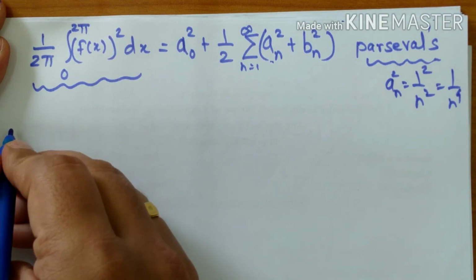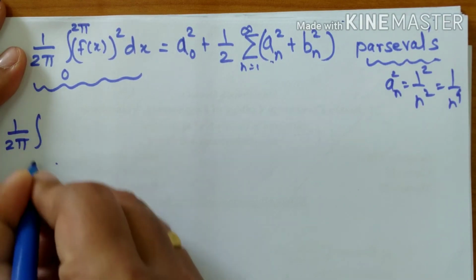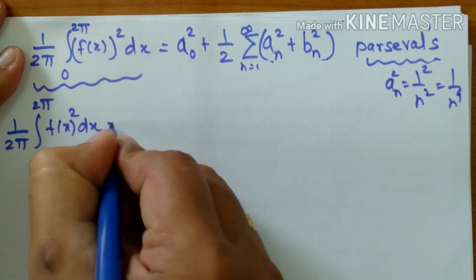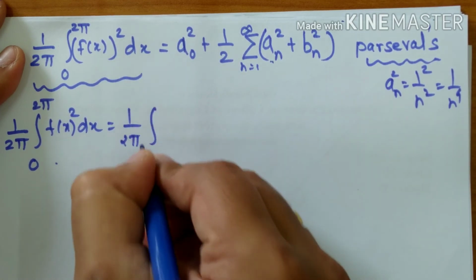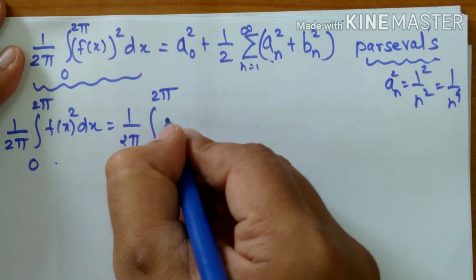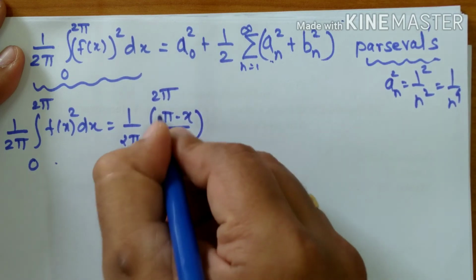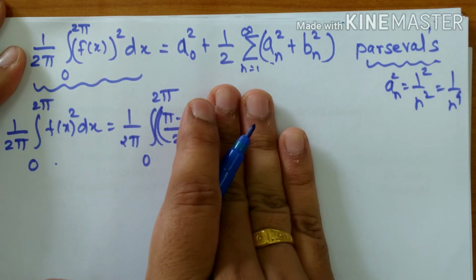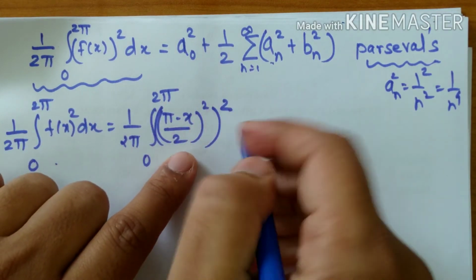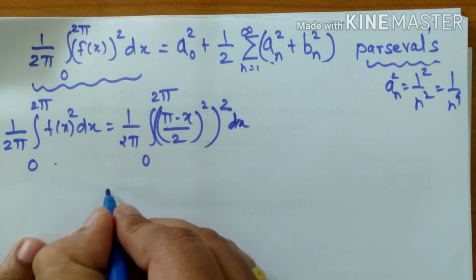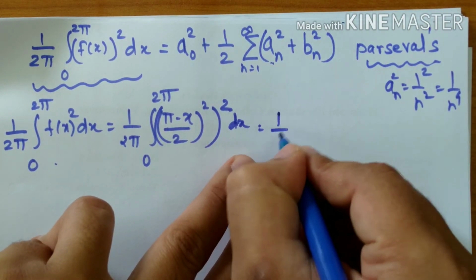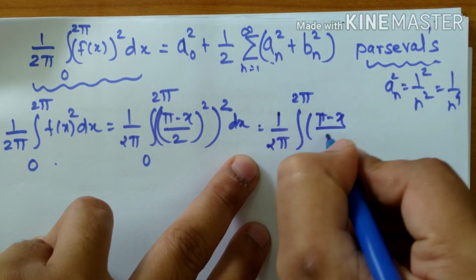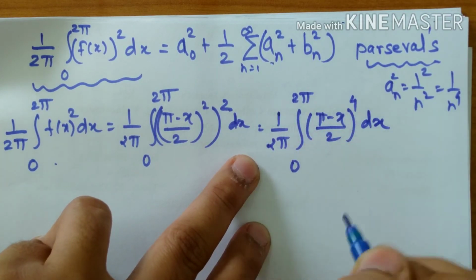So what is the value of left hand side? 1 upon 2 pi integration from 0 to 2 pi f of x square dx is equal to 1 upon 2 pi, 0 to 2 pi, limit (pi minus x upon 2) bracket square, and again it's square because f of x square is expected. Our f of x is (pi minus x upon 2) bracket square. So square square we get, that is raised to 4. Hence 1 upon 2 pi integration from 0 to 2 pi (pi minus x upon 2) raised to 4 dx.